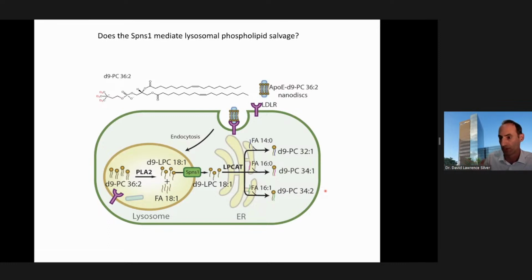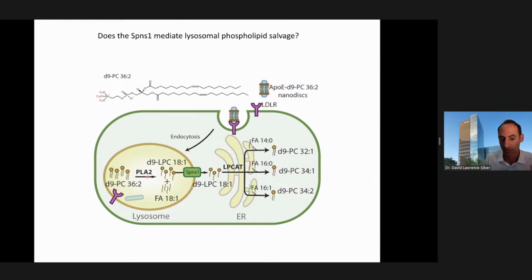But to prove in vivo, in an intact cell, that SPNS1 mediates efflux required another type of experiment, which is a stable isotope flux experiment that we designed. We did this by using deuterated, this is D9, so the methyl groups are now deuterated at the head group of a PC, and this PC has two oleate acyl tails. We learned from the gene therapy field how to make nanodiscs and deliver those to the lysosome. So we used an ApoE coated nanodisc containing D9 PC 36:2, and this allows interaction with the LDL receptor and endocytosis into the lysosome. And you can see in our paper, we can show lysosomal enrichment versus using discs without ApoE.